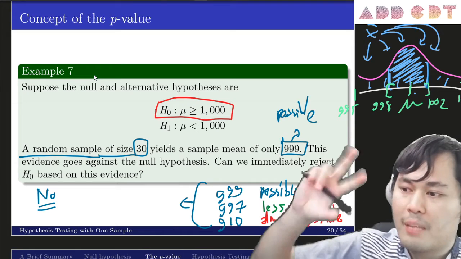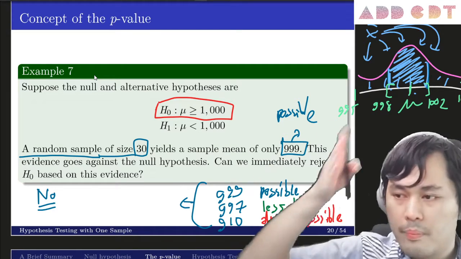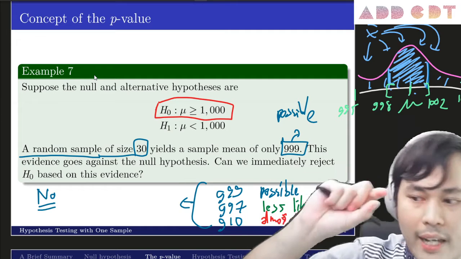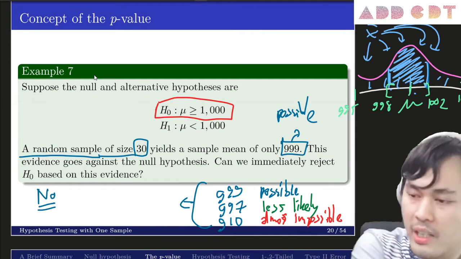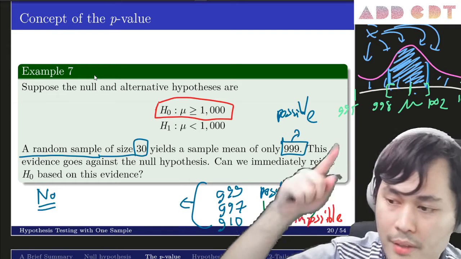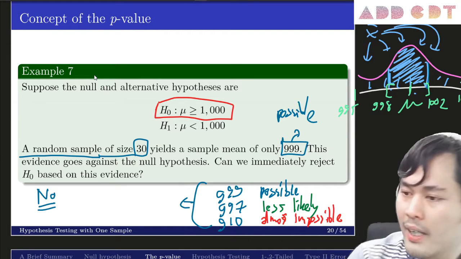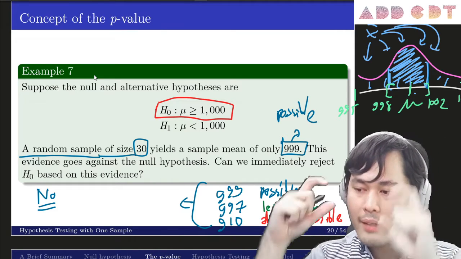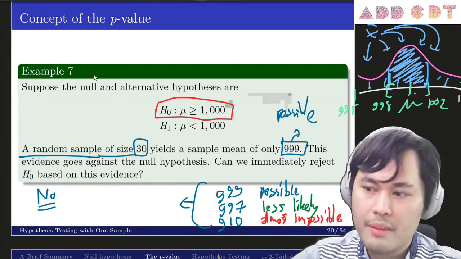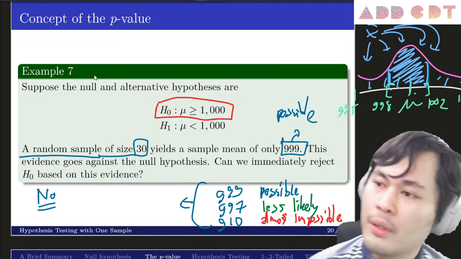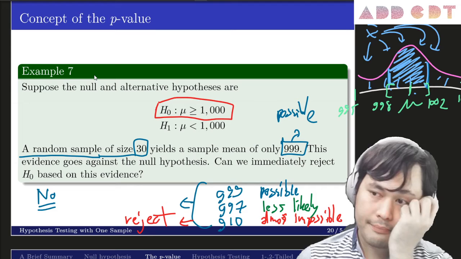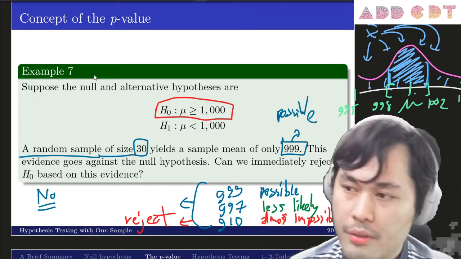At least we should have some idea about this, right? 999 is close, so it's pretty likely. 997 is a little bit too far, so it's less likely than 999. And 910 should be almost impossible. So our goal is to give colors to these numbers. There should be some area that is likely, and some areas that are less likely but still possible. But anything beyond those two sides is almost impossible. So in these cases, we should be able to reject that on the spot, because 910 is too far away, and we should say, oh, that's silly, that's not possible.